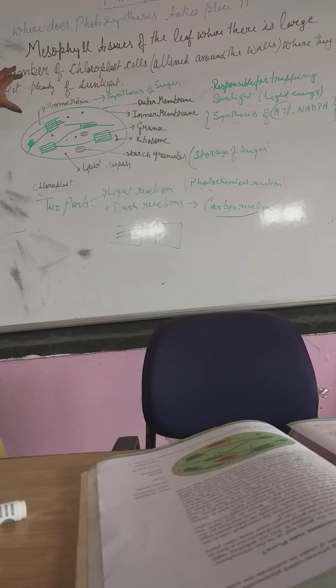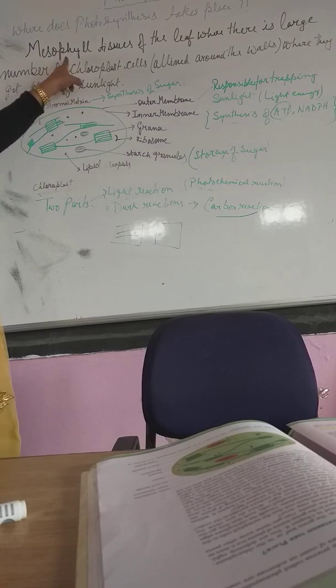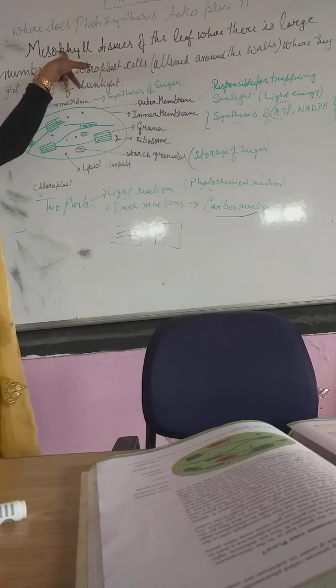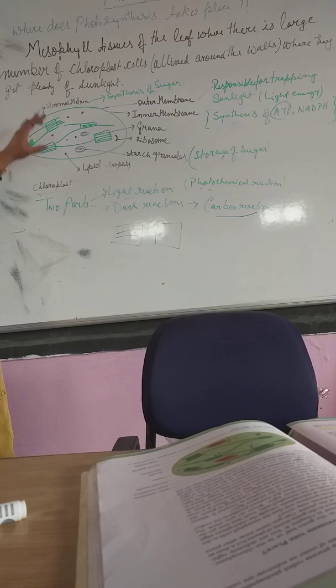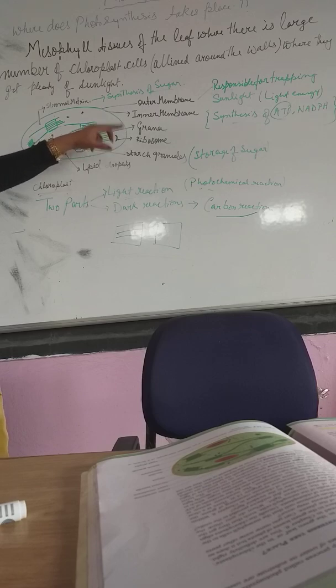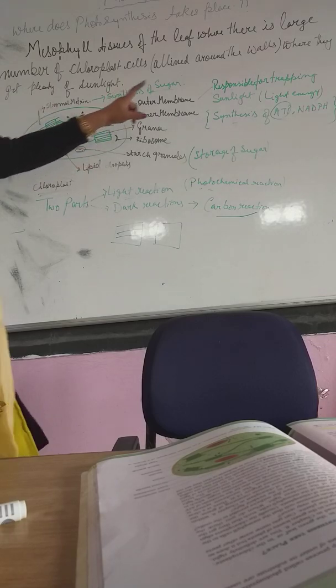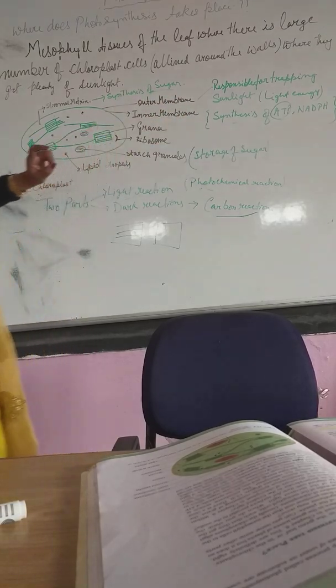So today we are simply dealing with where it is found. These chloroplast cells are aligned around the walls of the mesophyll tissue, and it has mainly the grana and the stromal lamina, as well as the matrix made up of stroma. Stacks of thylakoids are there in the grana. This is responsible for trapping the sunlight and production of ATP and NADPH.